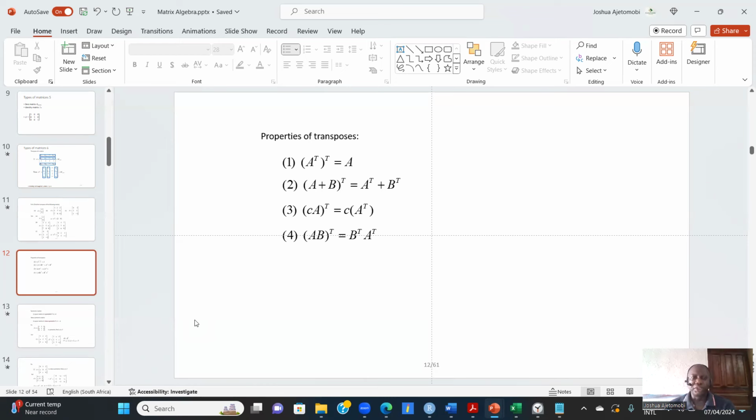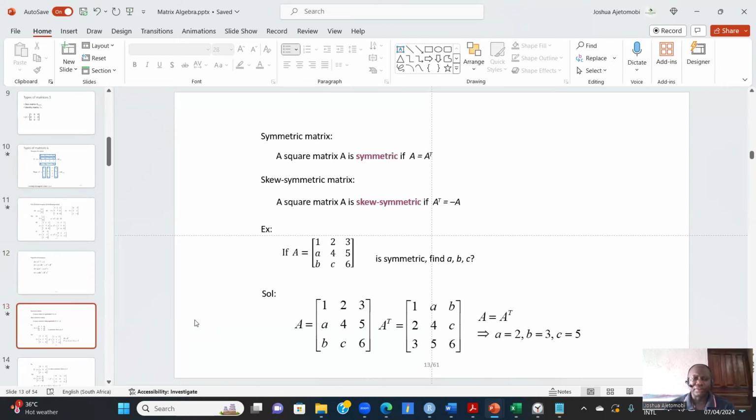And you can come up with any example. Let's say A equals a certain matrix, B equals another, and you can demonstrate all these things. And you will see that the properties actually exist the way that we have stated it here.